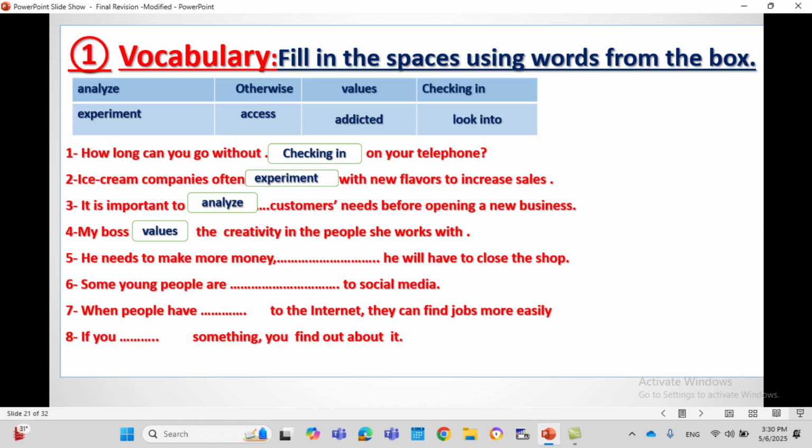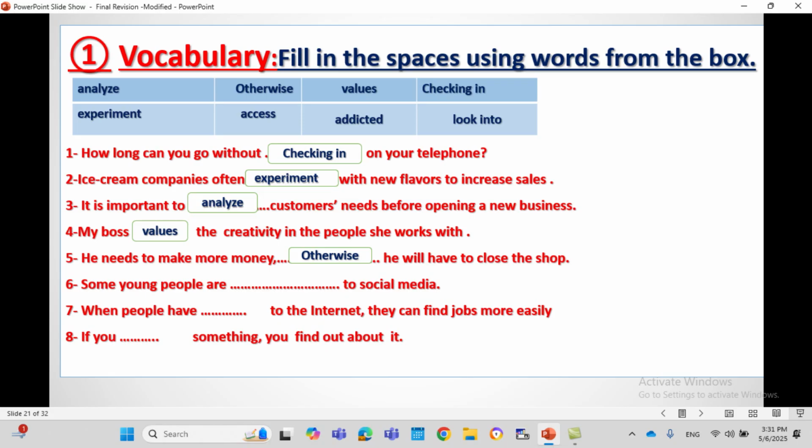He needs to make more money. The other choice, he will have to close the shop. Here we have two choices. He needs to make money, or he will have to close the shop. And the right word will be, as I told you, otherwise. He either makes more money, or the other bad choice, the unwanted choice, is to close his business. So you need to do something, otherwise there is something else that will happen.